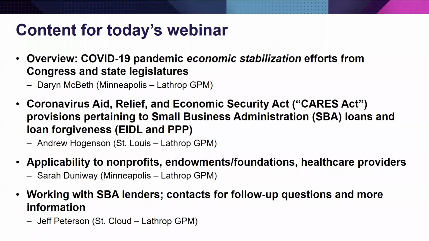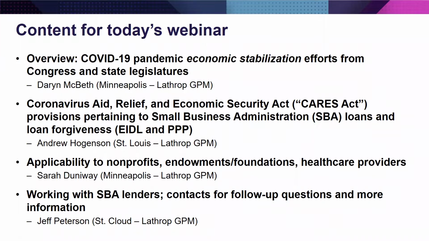An overview of what we're going to cover today is here on the first slide. I'm going to cover broadly economic stabilization efforts from Congress and state legislatures due to the COVID-19 pandemic. My colleague Andrew Hoganson from our St. Louis office, working from home like all of us are, is going to really drill down on two SBA loan programs that we're going to refer to as the EIDL and the PPP. I think that's of most interest to people today.